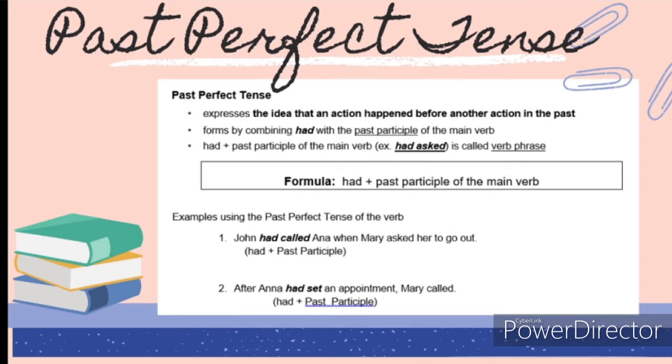Second sentence, after Anna had set an appointment, Mary called. Had set is an example of a past perfect tense. It follows the formula had plus the past participle of the main verb set. The past participle of set is still set, had set.